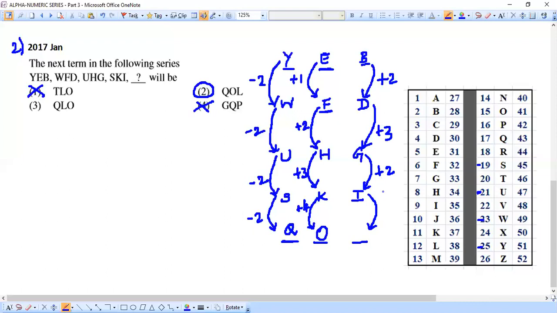From I, what do we need to do? See, we have plus 2, then plus 3, again plus 2, next we need to see plus 3. Shall we try this? I is at the 9th position, so 9 plus 3 will give us 12. Sorry, 12 corresponds to what letter here? 12 corresponds to L, right? That means we must have L here. Yes, I'm filling it to be L. So now this completes the answer QOL. So we can very well confirm that our answer is option 2.